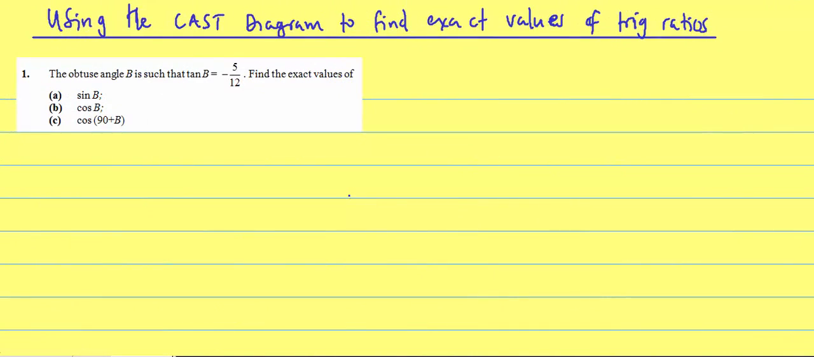I have here a question that requires us to find some exact values of some trig ratios. In most cases, when a question requires you to calculate the exact values, the use of a calculator will result in approximate values. So I'm going to show you how we can make use of the CAST diagram to find these exact values. The question says that the obtuse angle B is such that tan B is equal to minus 5/12. Find the exact values of sine B.